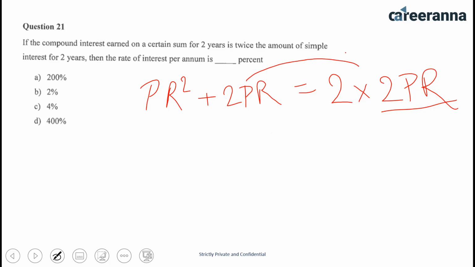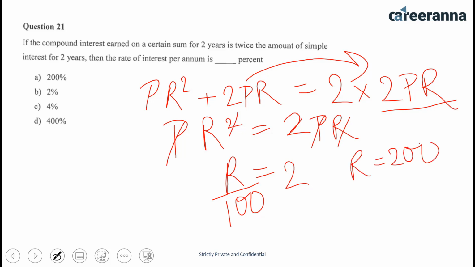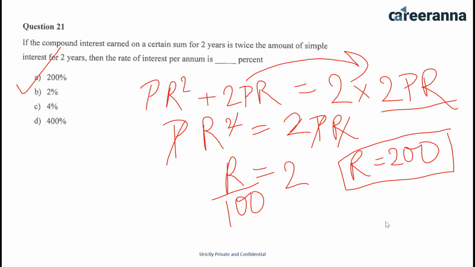Okay. Now I'll subtract it from here. This will become PR square is equal to the remaining 2PR. P and P get cancelled, R and R get cancelled, R becomes 2. So is this our answer? Is option B our answer? No. This R upon 2 is written like this, so R is equal to 200. Our answer to this question becomes A, not B. Just keep this in mind. So let's move on to our next question.